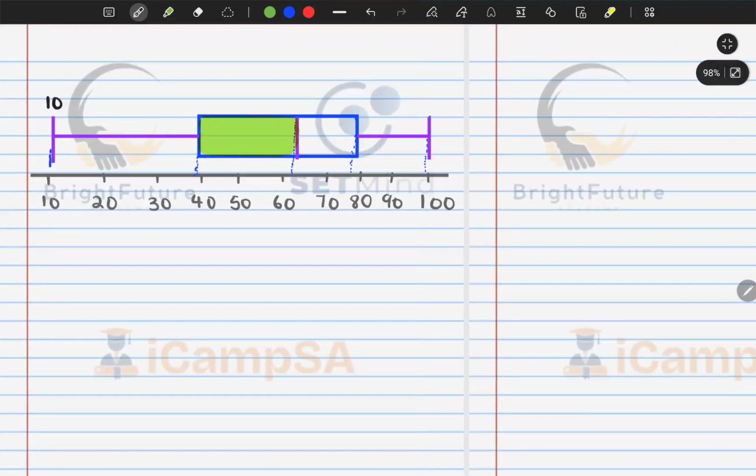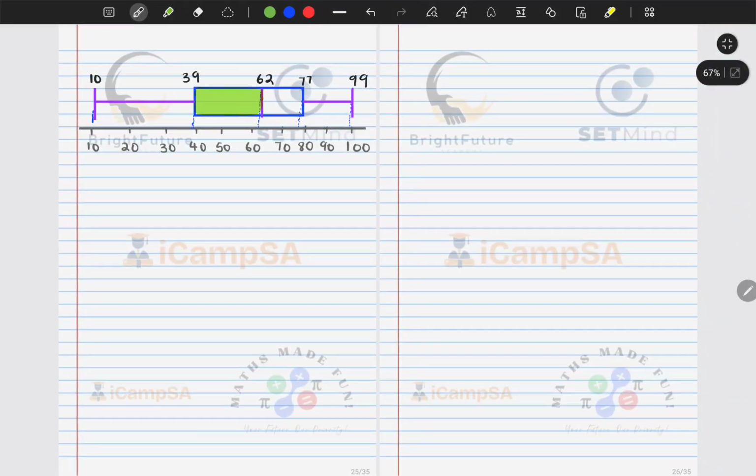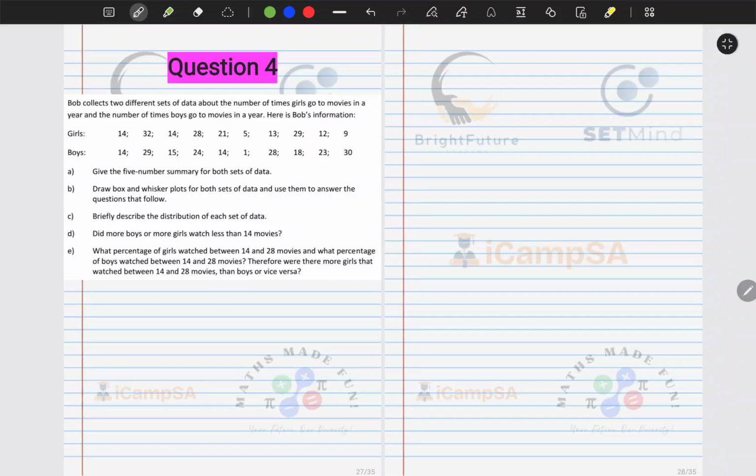So here we're at 10. Here I think it's 39. Then here it's 62. Then here I think it was 77. Then here it's 99. Okay, that is what you were supposed to do.